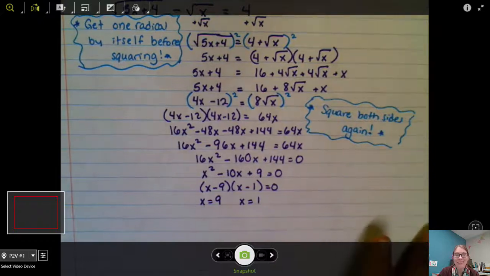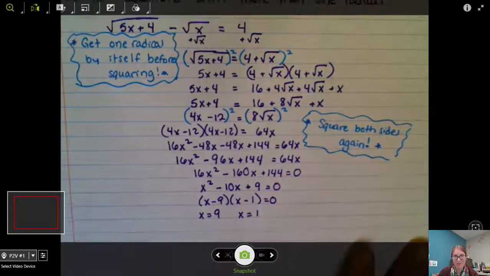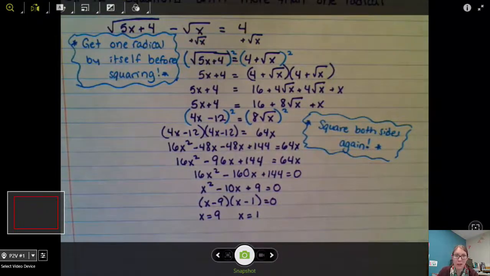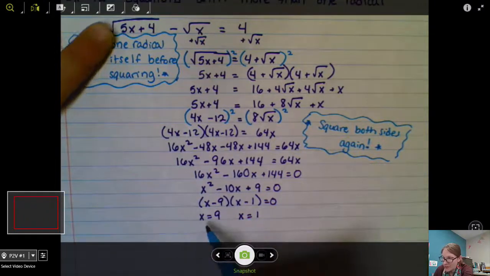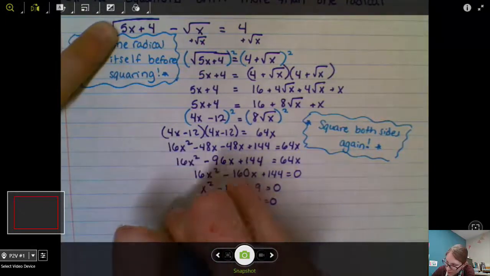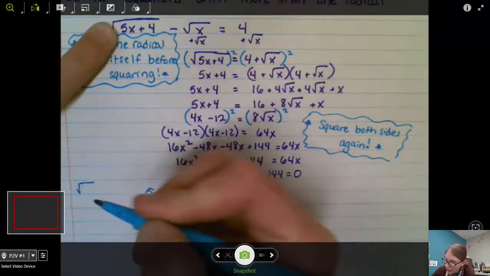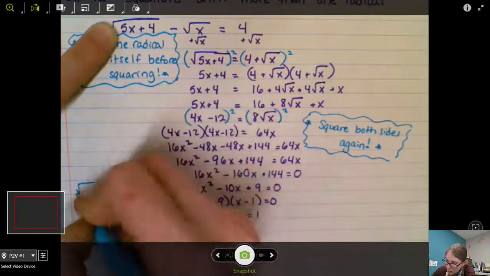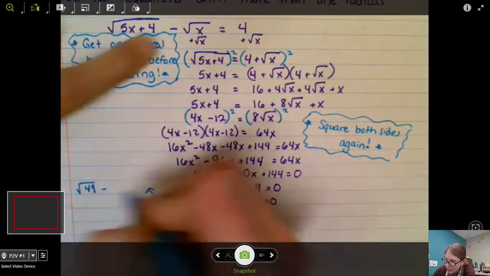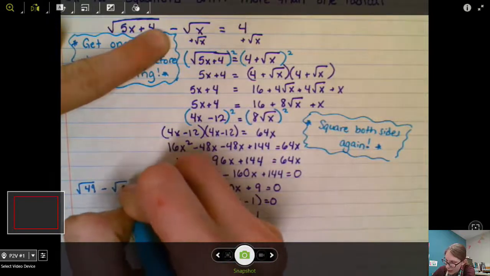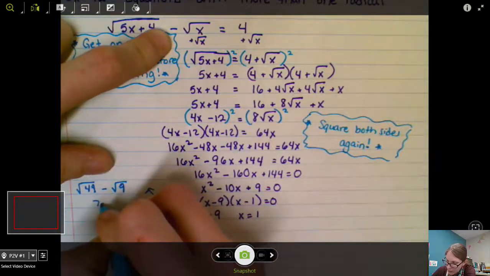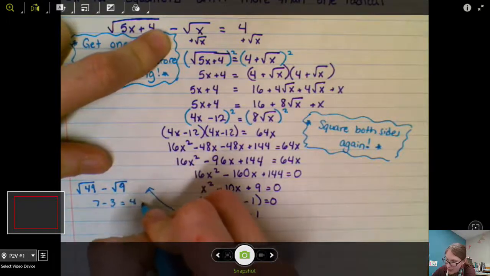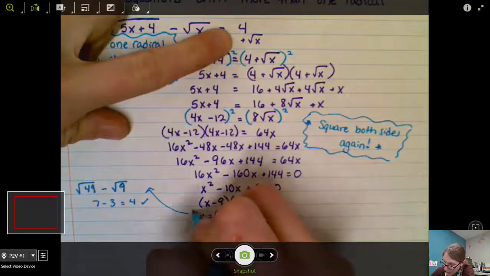Check your answers, see if they work. It's a lot of work for these ones. All right, so I'm going to check my work over here. The square root of 5 times 9 is the square root of 45 plus 4 minus the square root of x. So 7 minus 3 is 4. That works. So 9 works for sure.